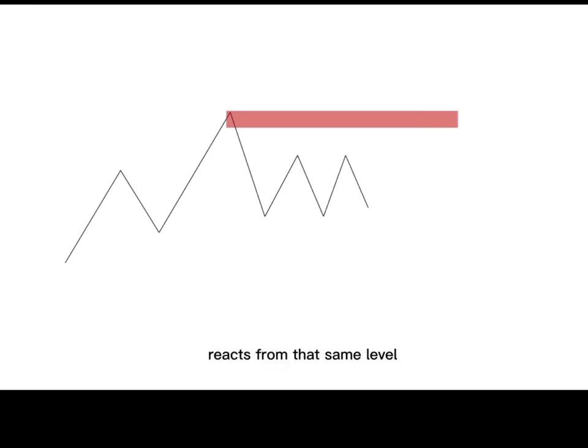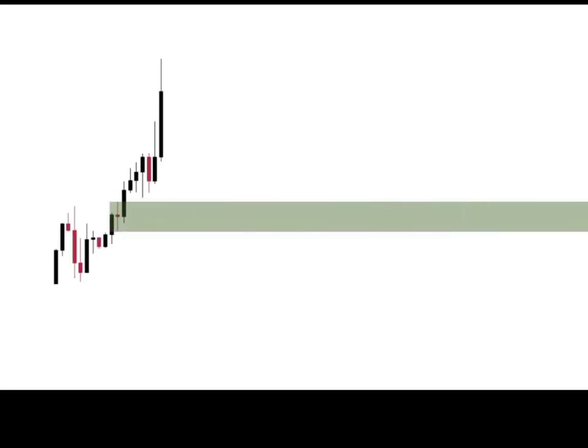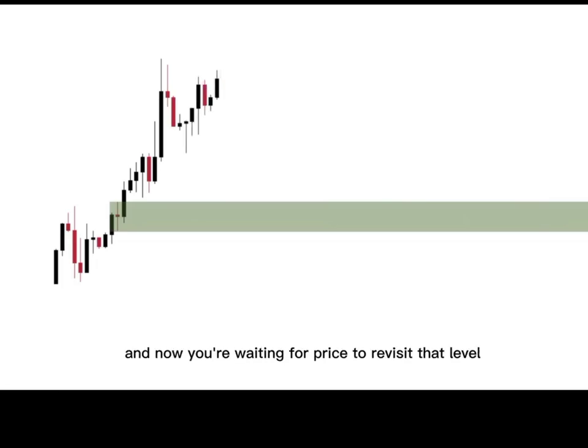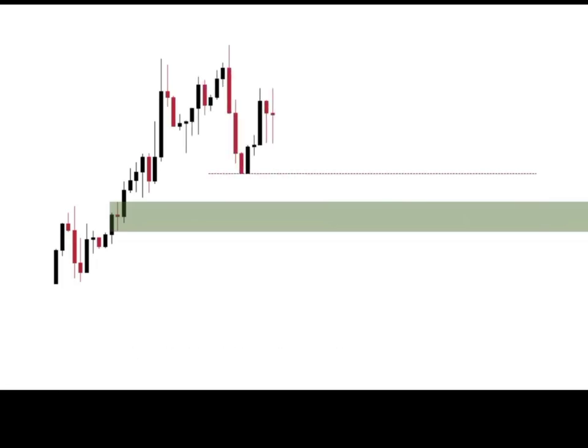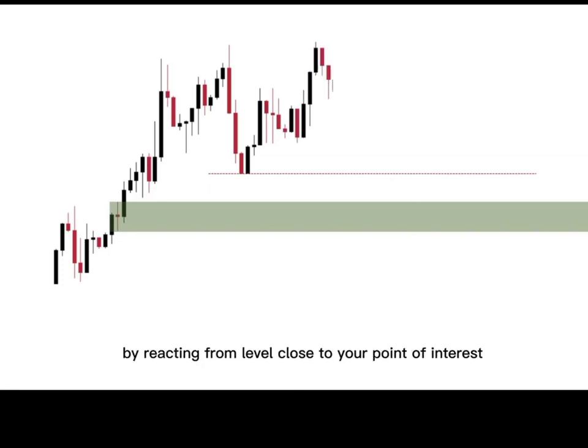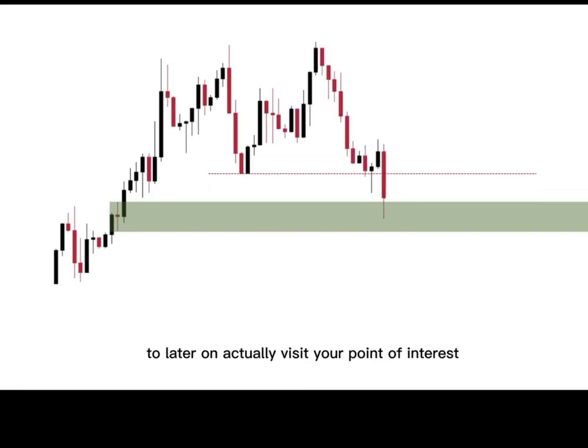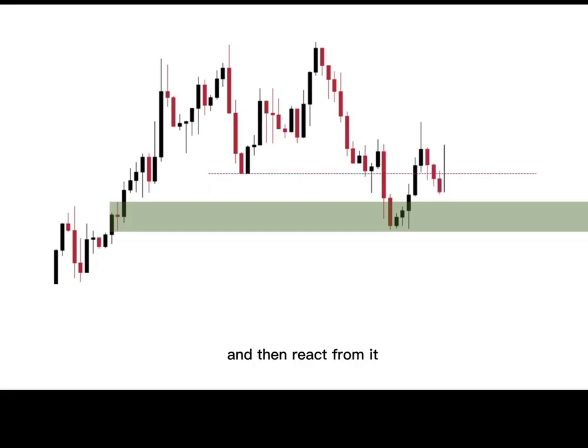Price comes back, reacts from that same level and rejects, forming liquidity, engineering liquidity. They're trying to entice you into taking a short before price actually takes the liquidity, goes to your point of interest, and reacts. So your point of interest is formed, and now you're waiting for price to revisit that level. Price attempts to induce you by reacting from a level close to your point of interest to later on actually visit your point of interest and then react from it.